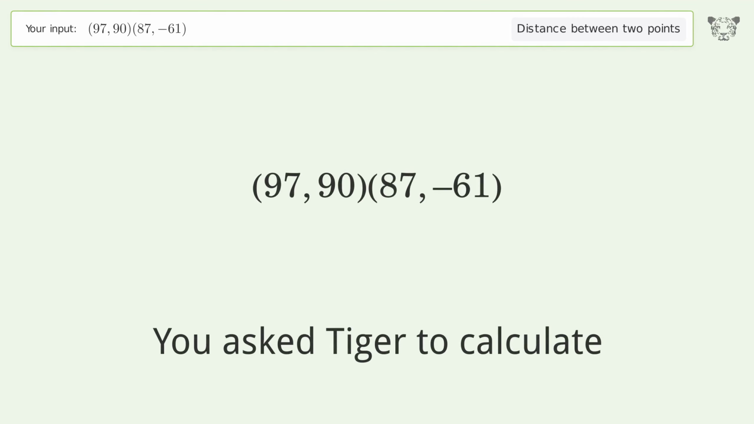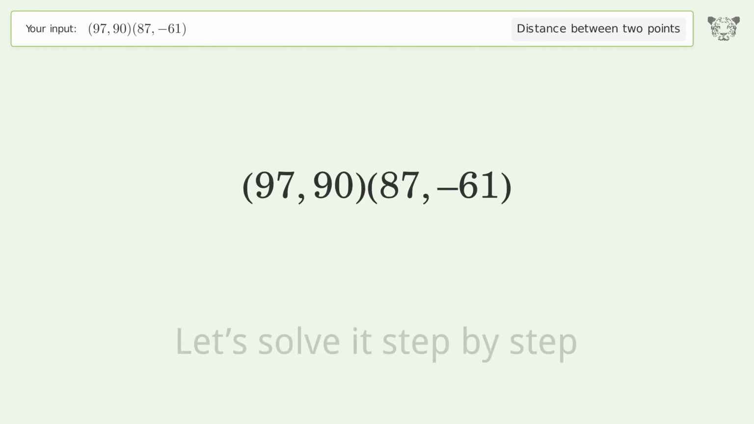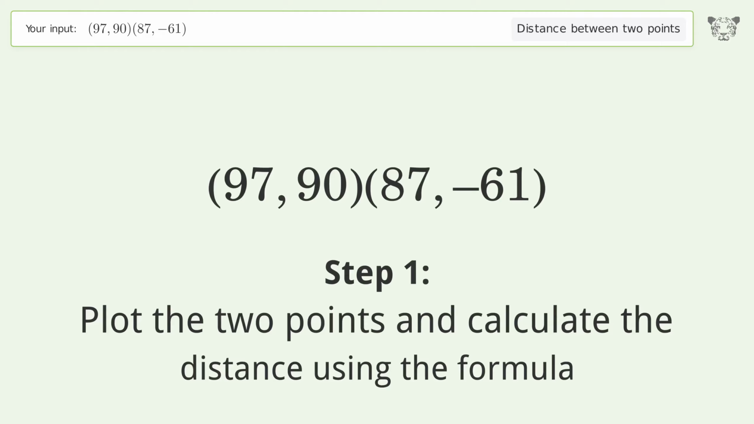You ask Tiger to calculate. This deals with the distance between 2 points. The distance between the 2 points is the square root of 22,901 or 151.331. Let's solve it step by step. Plot the 2 points and calculate the distance using the formula.